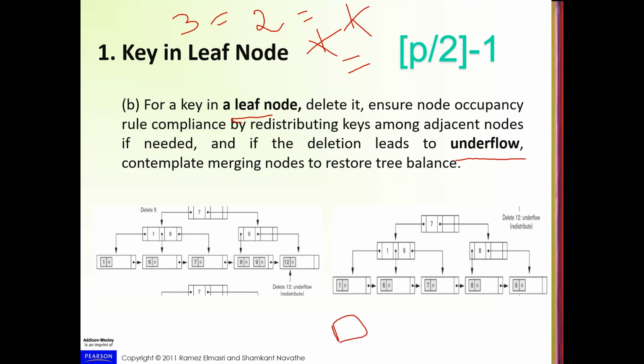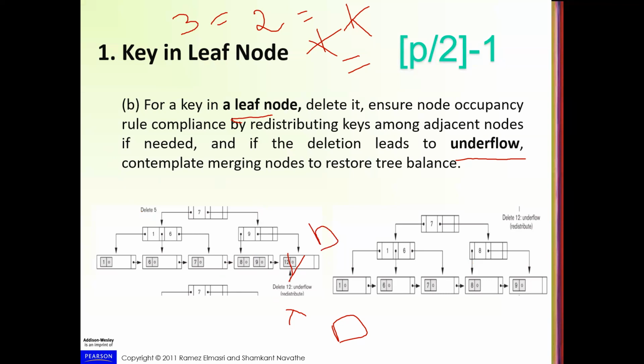Now, in this case, what we have to do is we have to borrow. For example, now let's look at the situation. We just deleted the 5. Now we are trying to delete 12. When we try to delete this 12, the node will become empty. So this box will be empty and it is going to underflow.